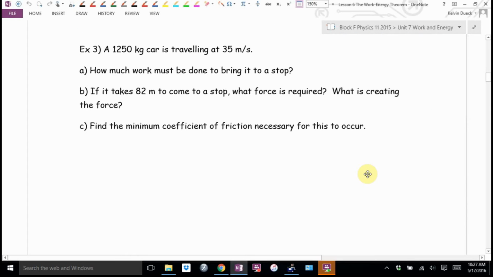Stopping a car requires work. Do you know how I know stopping a car requires work? Because you have a change in energy. Am I wrong? Is my answer wrong, folks? No? Okay.